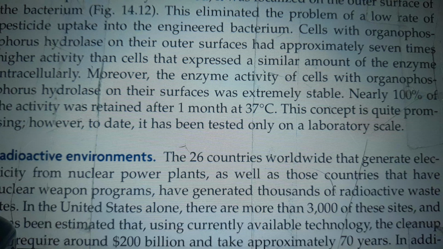This eliminated the problem of a low rate of pesticide uptake into the engineered bacterium. Cells with organophosphorus hydrolase on the outer surface had approximately 7 times higher activity than cells that expressed a similar amount of the enzyme intracellularly. Moreover, the enzyme activity of cells with organophosphorus hydrolase on the surface was extremely stable. Nearly 100% of the activity was retained after 1 month at 37 degrees centigrade. This concept is quite promising. However, to date, it has been tested only on a laboratory scale.